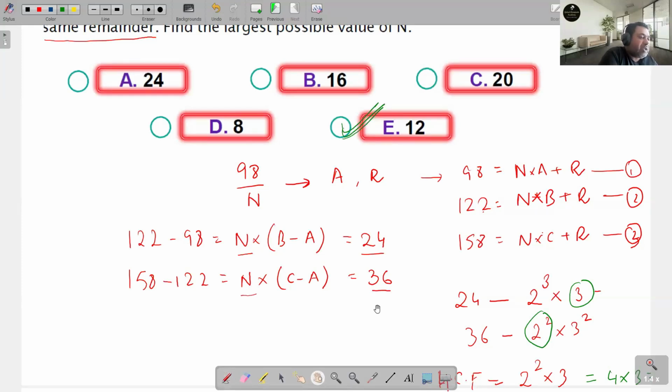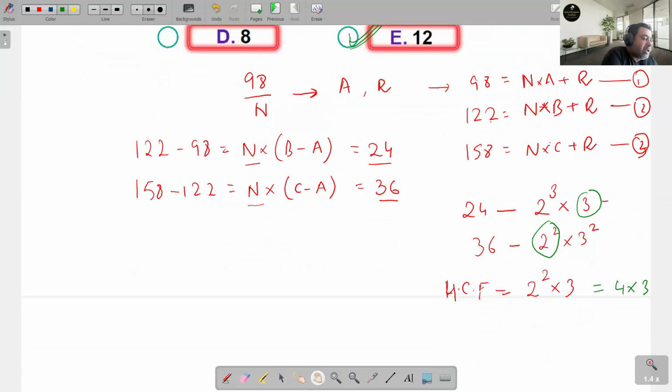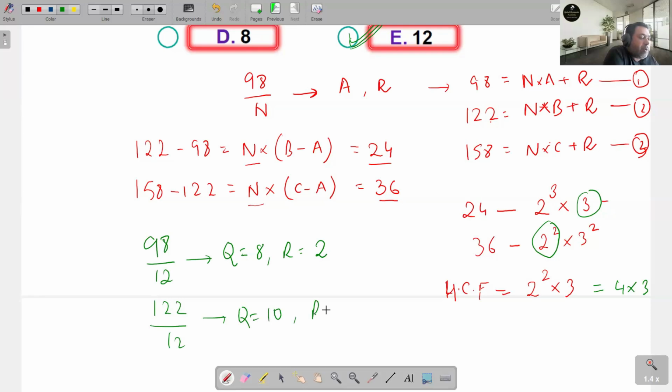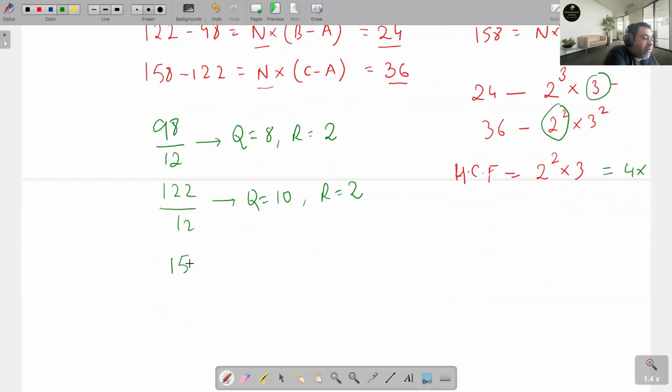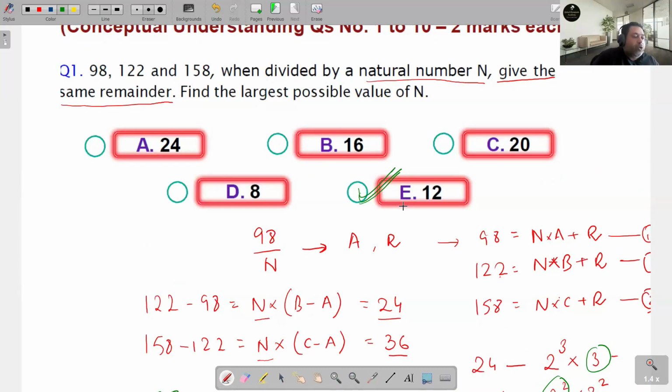All right. We can check this out also. If you divide 98 by 12, your quotient will be equal to 8 and your remainder will be 2. Similarly, when you divide 122 by 12, your quotient will be 10 and your remainder will again be 2. And when you divide 158 by 12, your quotient will be 13 and your remainder will be 2. So as we can see that the remainder is the same, the largest possible value of n is going to be 12.